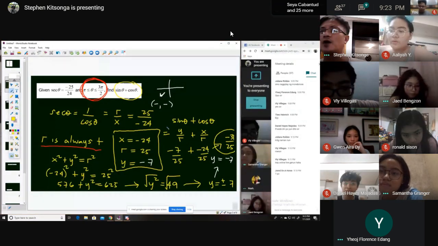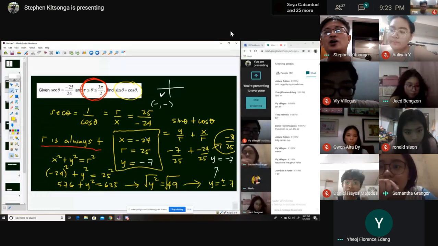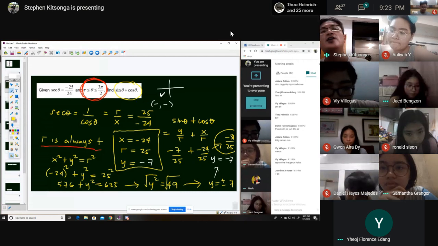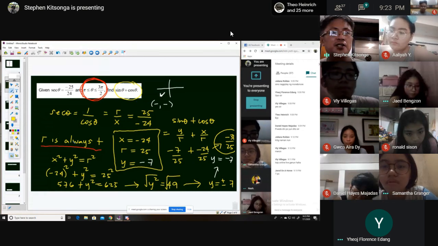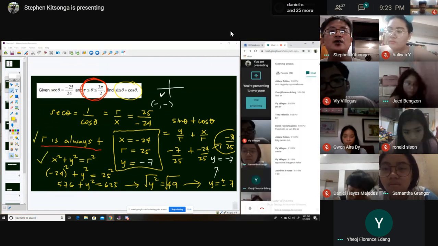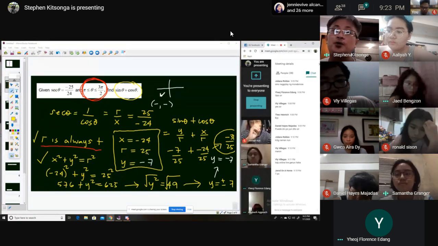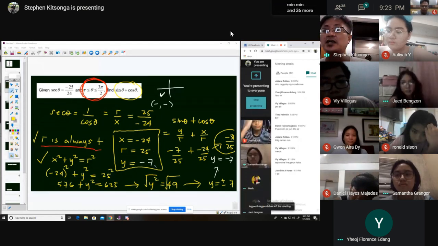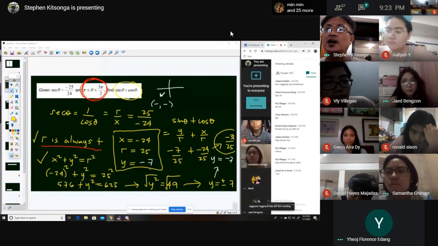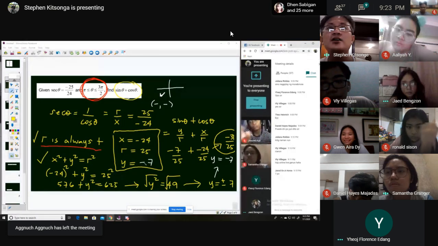Okay, guys, before I move on to the next question, what is the most general concept in solving problems like this? We're given one trigo function value and asked to get another trigo function expression. R is always positive. X squared plus y squared equals r squared. And when you get the square root, remember the Pythagorean triple 7, 24, 25. You have to consider the location of the angle. That's why it's not 7, but negative 7.